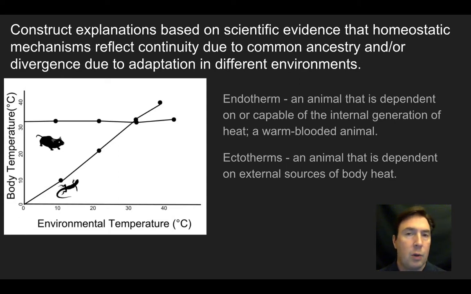But just because two organisms are endothermic, for example, birds and mammals, does not necessarily mean that endothermy comes from a common ancestor. And so this is a good example of this homeostatic mechanism could reflect continuity, or it could be an example of convergent evolution. The fact that we have endotherms in different groups could mean that there are different evolutionary mechanisms that led to endothermic niches being filled by organisms of different evolutionary lineages.